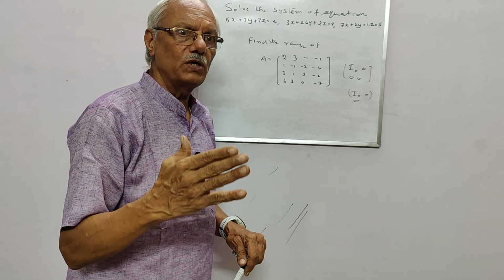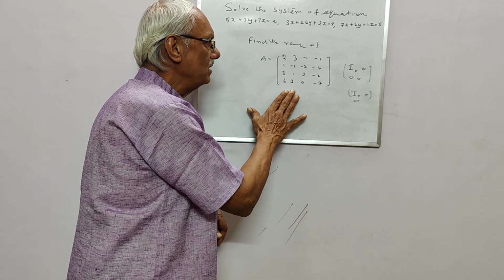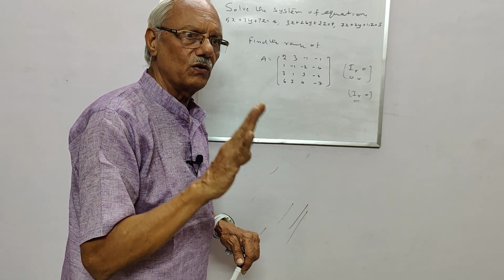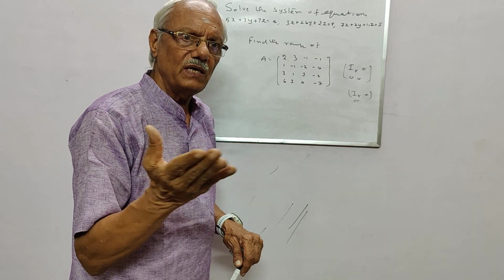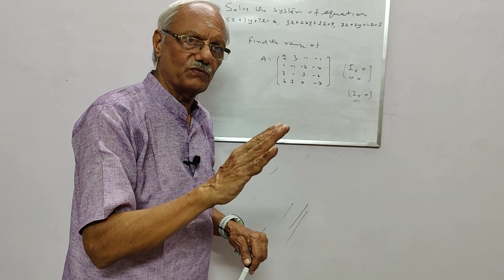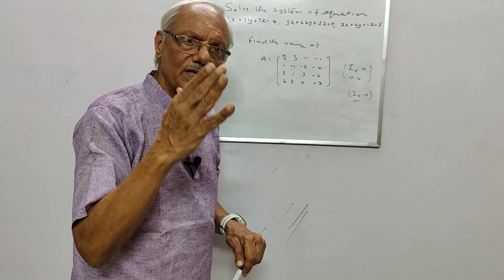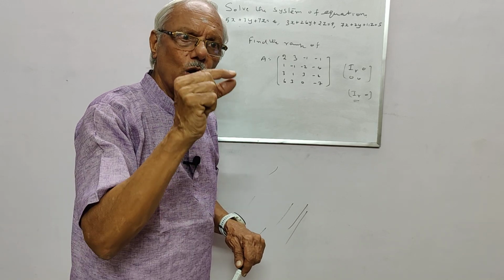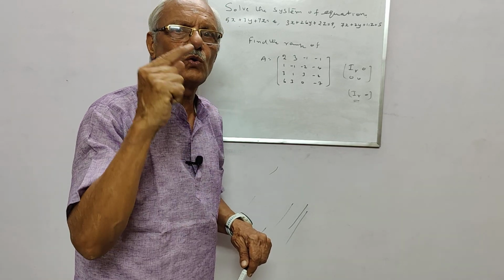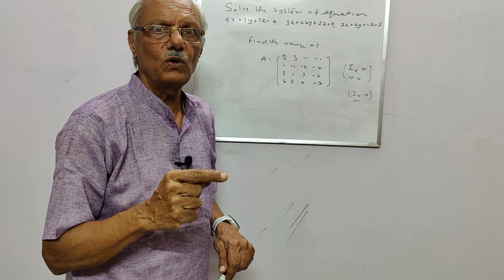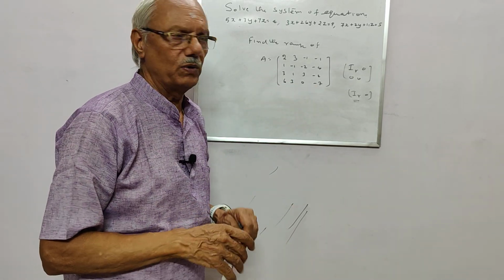But I told you that the other way of doing is you bring this to an upper triangular matrix. After bringing it to upper triangular matrix form, you can very well decide the rank of the matrix by counting the number of non-zero rows. Now that's what I am going to do in this problem.